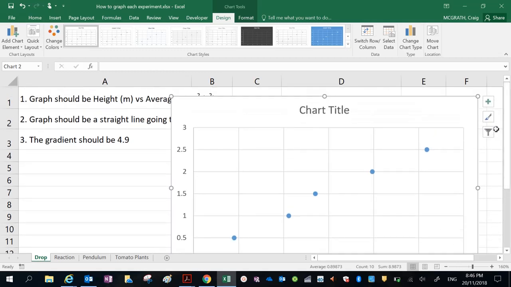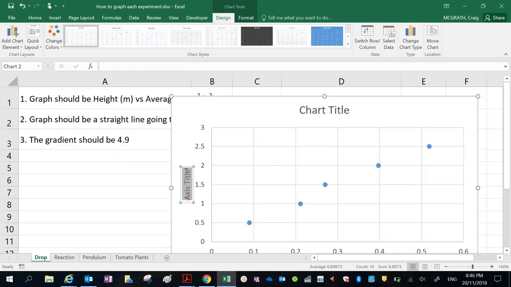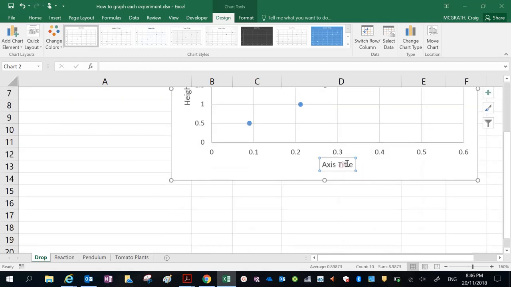Now, of course, what we should do is add all the titles, etc. But actually, maybe I shouldn't. Height, centimeters. Down here, it's time, I'm just going to write squared, that'll do for now.